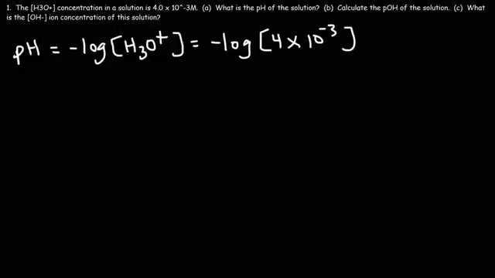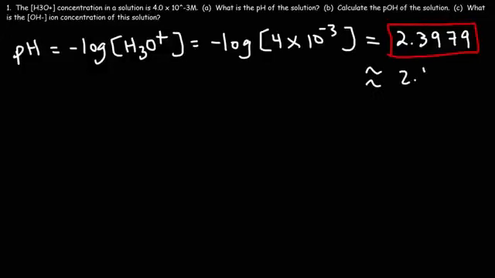Now let's plug it in to get our answer. Negative log of 4 times 10 to the minus 3, it's 2.3979. So that's going to be the pH of the solution. So we could say it's approximately 2.4.